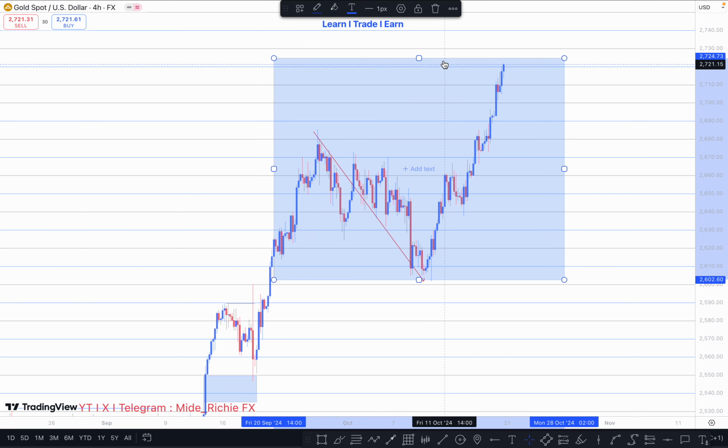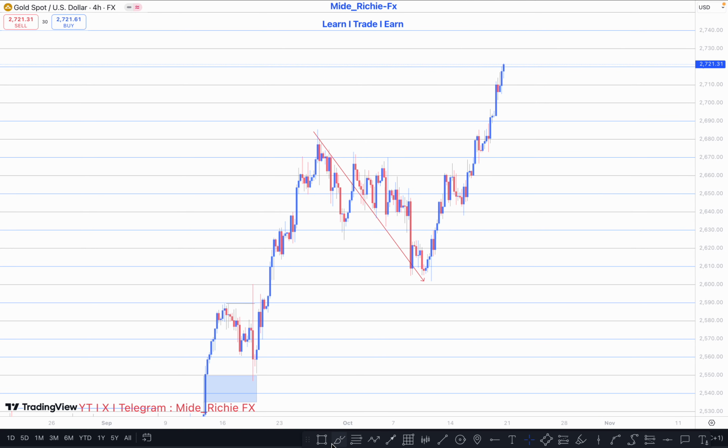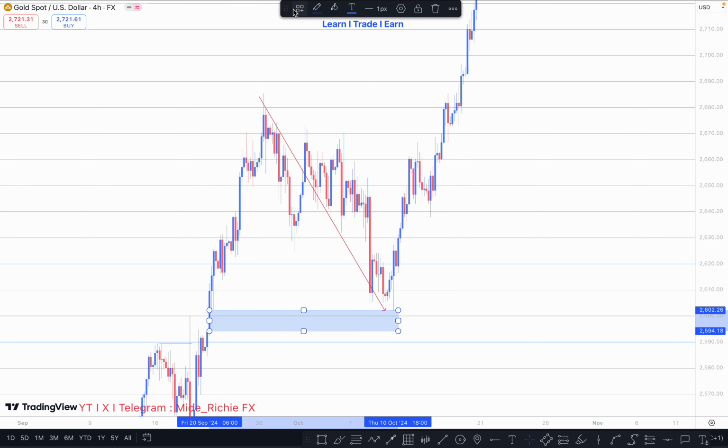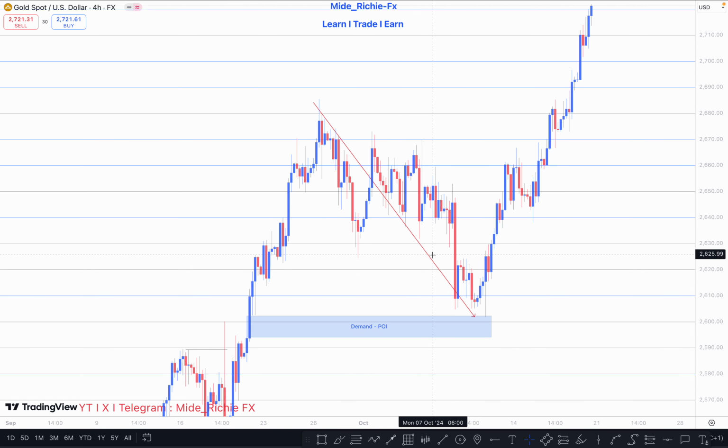Basically, when it gave the retracement, where does it retrace? What does it mitigate again? Another fair value gap, another 4 hour fair value gap right here. Okay, another fair value gap right here, FVG. So after this mitigation, it now expands to the upside again.